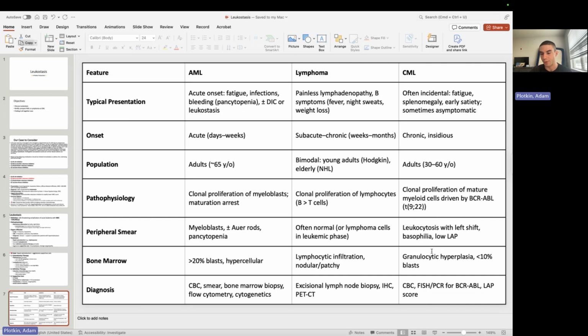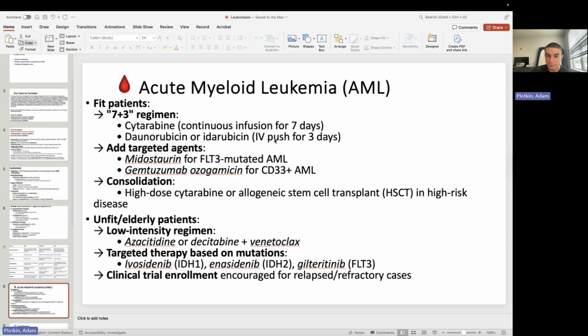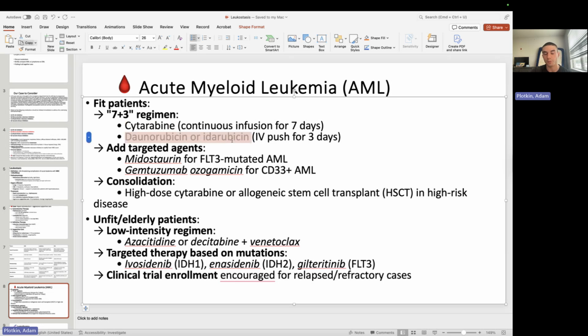Bone marrow, we could see granulocytic hyperplasia, less than 10% blasts. We can do CBC, the FISH or PCR for the BCR-ABL, and we can calculate that LAP score. All right. Treatment really quick for AML, we can do the 7+3 regimen. So we'll usually do cytarabine for 7 days and daunorubicin or idarubicin for 3 days. What do I need to look out for if I start the patient on daunorubicin?